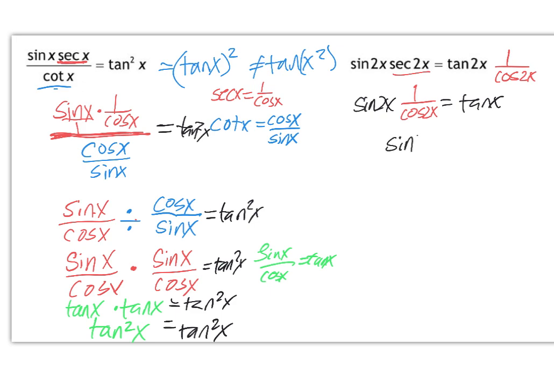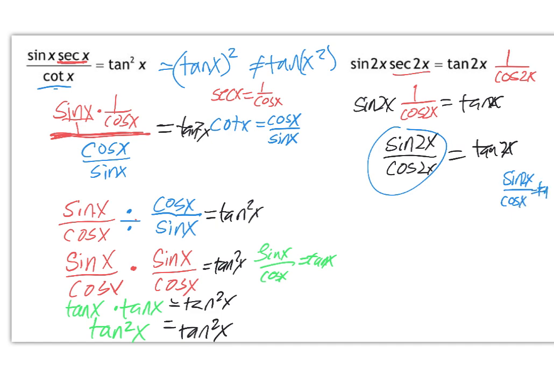That gives me sine of 2x over cosine of 2x, I forgot my 2 in there, is equal to tangent of 2x. And we know that sine of 2x over cosine of 2x is equal to tangent of 2x. That says 2x, although it looks like scribble. So we get tangent of 2x is equal to tangent of 2x.